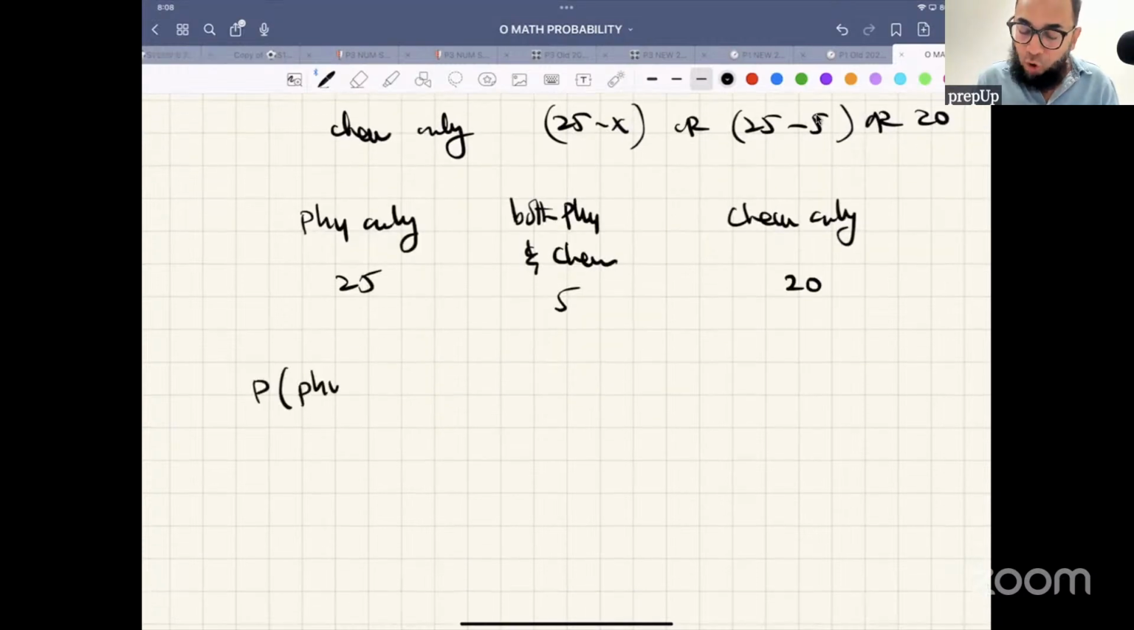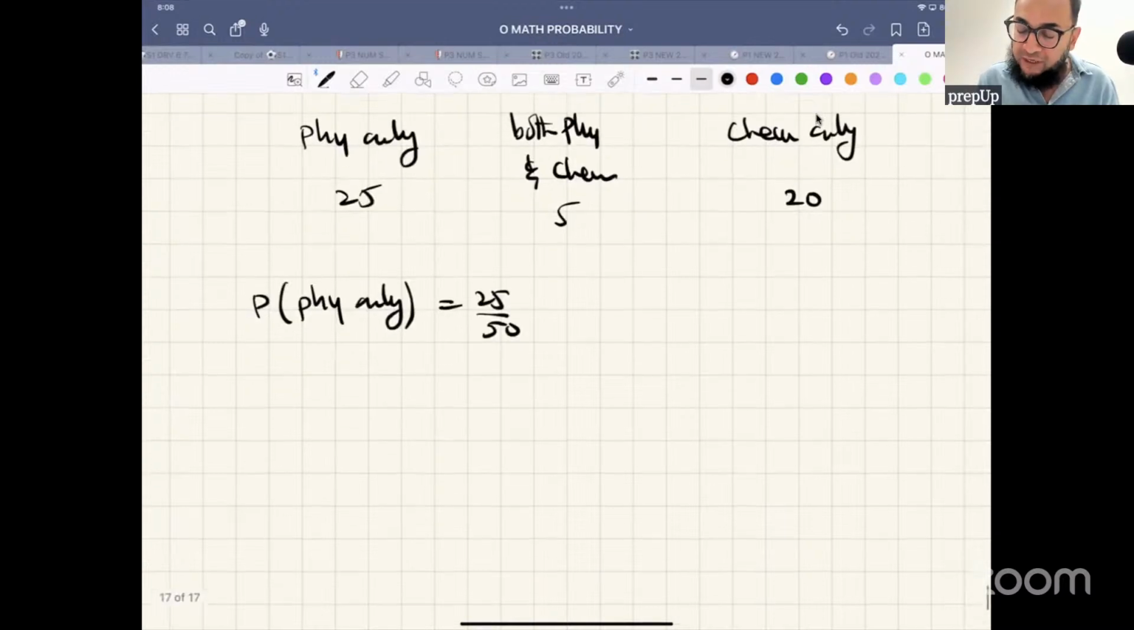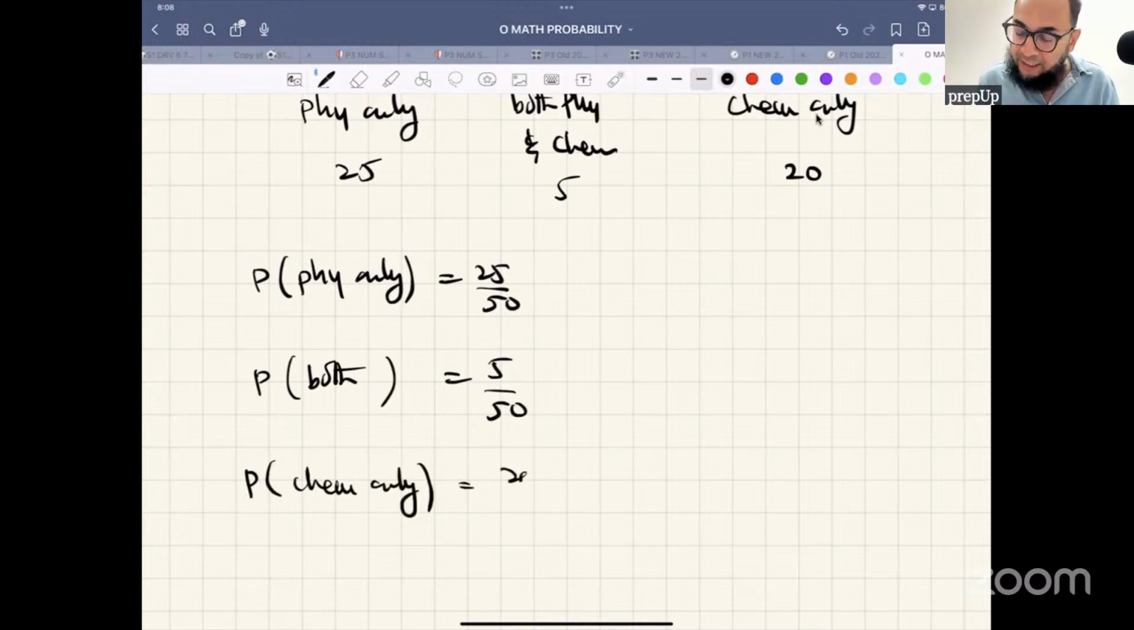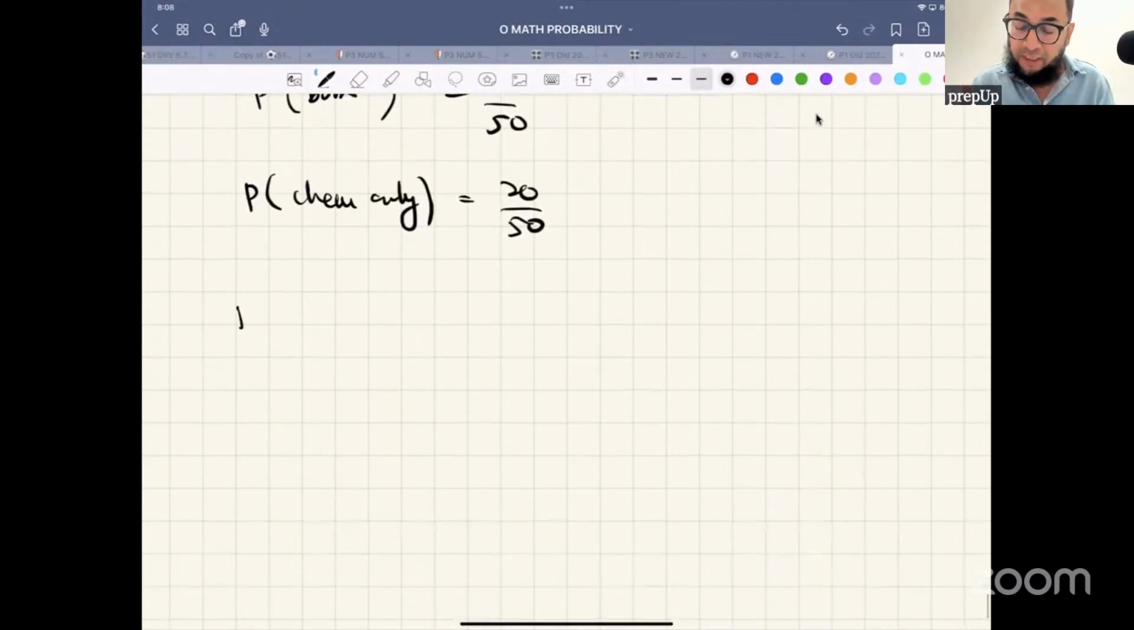Probability of physics only, that is 25 over 50. Probability of both subjects, that is 5 over 50. Probability of chem only, that is 20 over 50. I'm not reducing it. I know you're good at maths. You can do that. What about probability of taking exactly one subject.